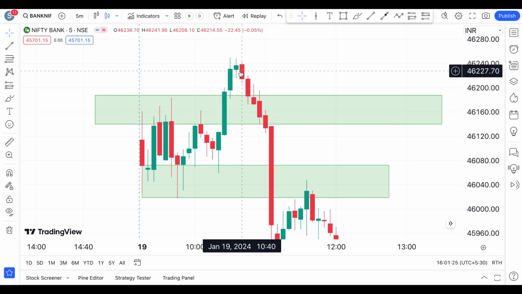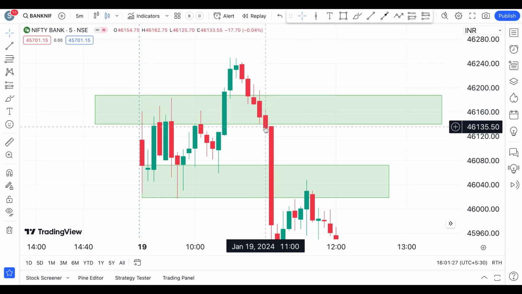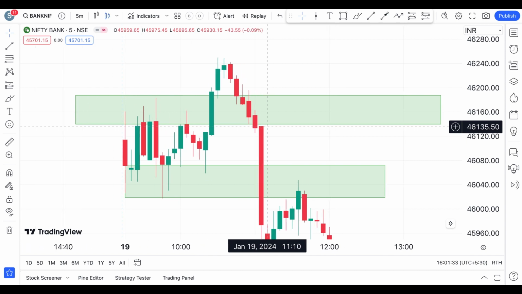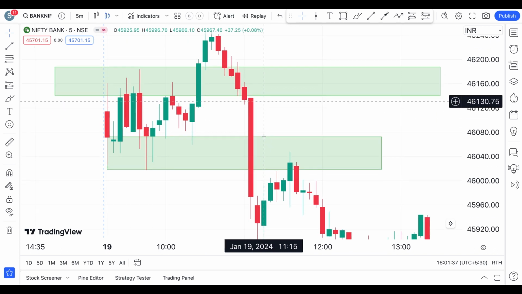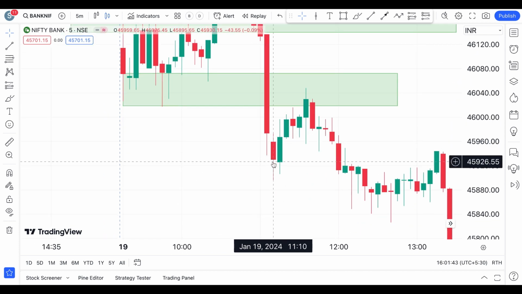But when it started coming back into the zone, here you have seen a breakout towards the downside of this. Now from there, again we have to see a confirmation candle, right? But we haven't seen that. The confirmation candle has directly taken us down somewhere here.